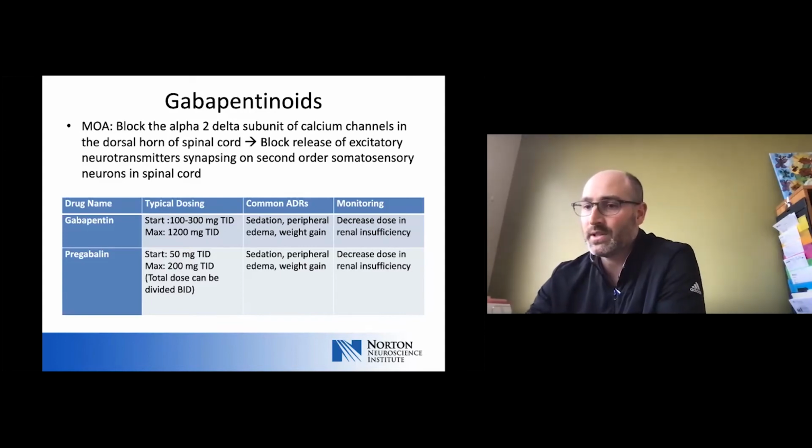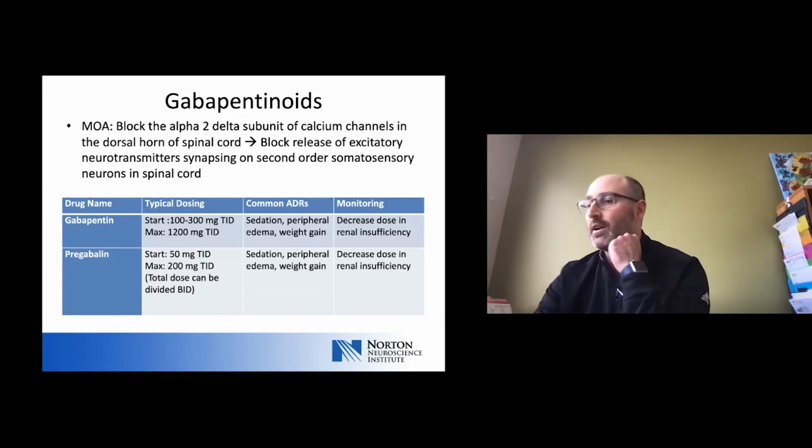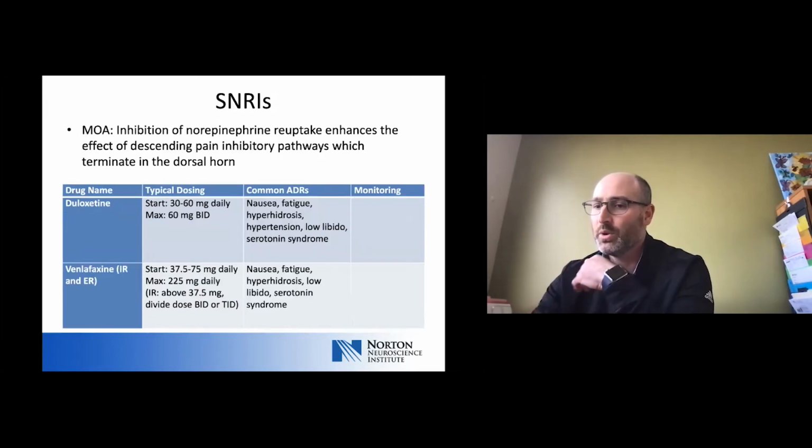And in renal insufficiency, we're going to want to titrate downward on the dose. So the dosing here is different, with pregabalin being more potent. So I generally start gabapentin in the ballpark of 100 to 300 milligrams 3 times daily. Then I'll gradually increase as needed up to a maximum of 1,200 milligrams 3 times daily. Pregabalin, I usually start around 50 milligrams 3 times daily, and I'm going to increase that up to 200 milligrams 3 times daily. And with any agent, I'm going to use the lowest effective dose. Here, pregabalin has the advantage that it can be used in a twice daily fashion, whereas gabapentin really is best 3 times daily.